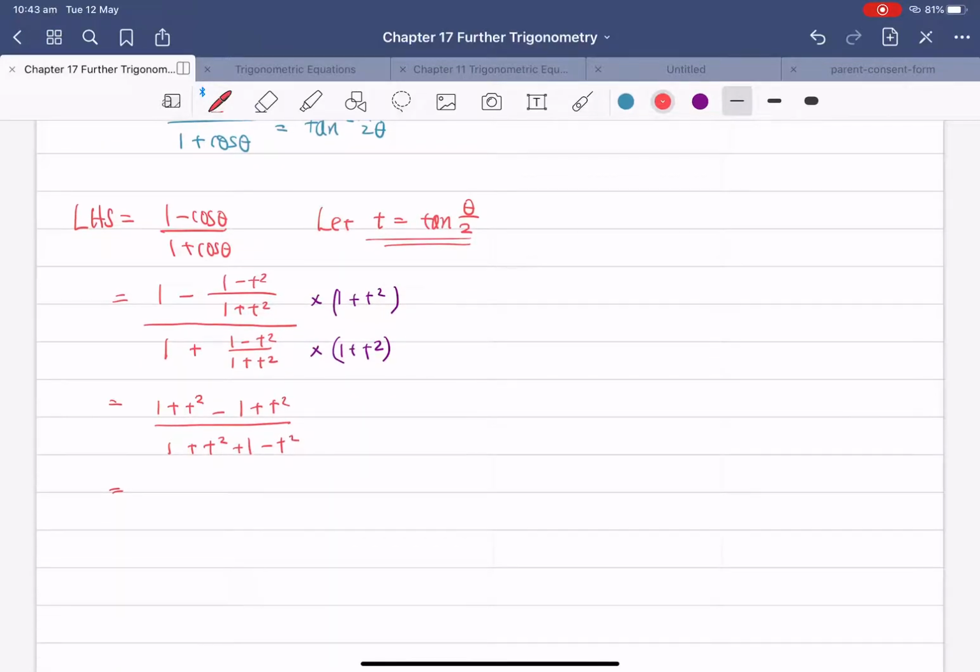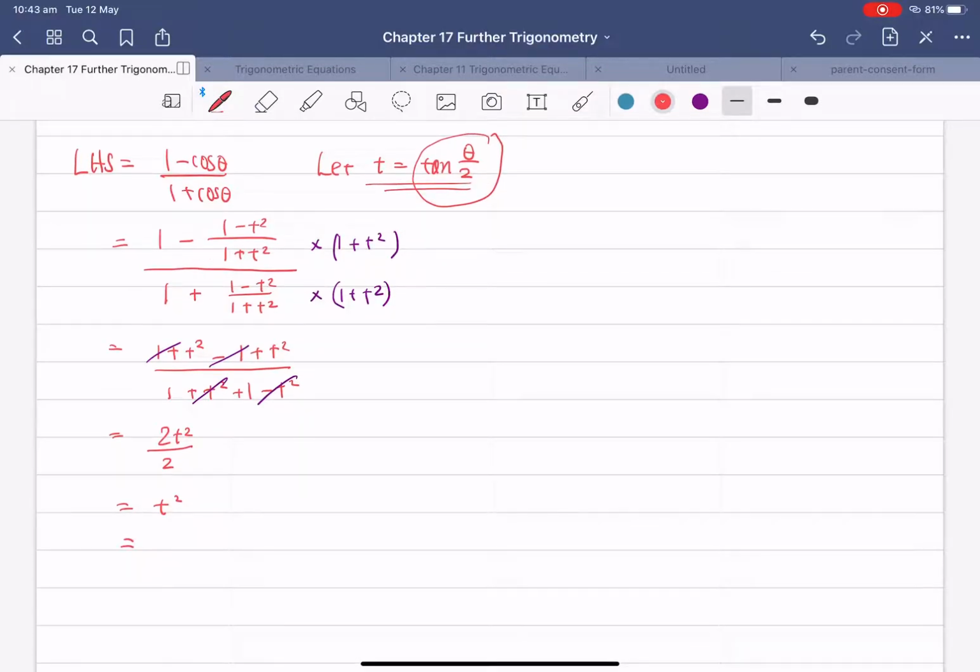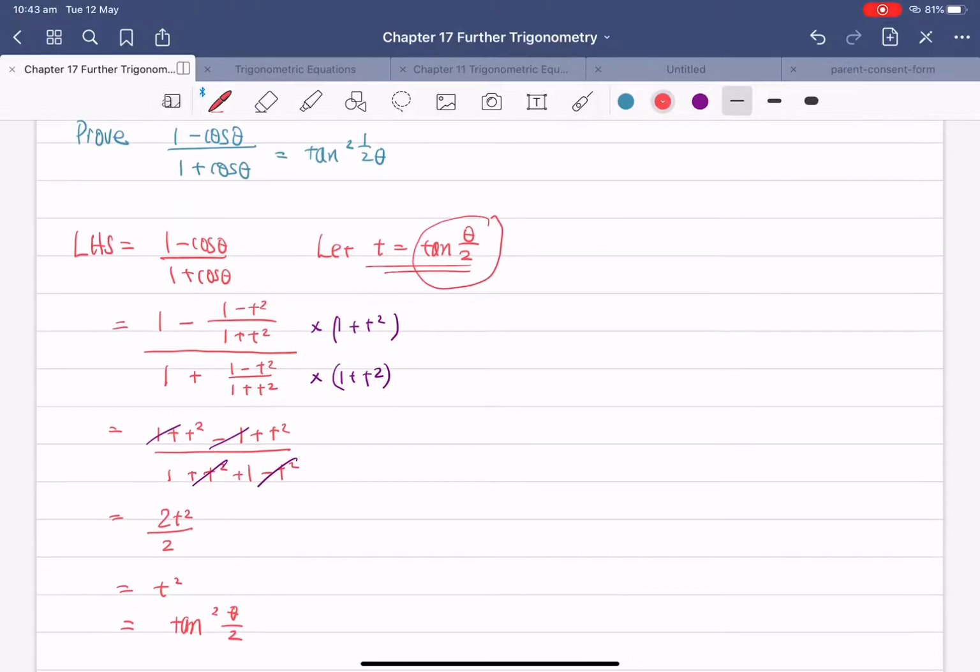So that gives you, if you simplify this, 1 and 1 cross out, t squared crosses out. So you get 2t squared over 2, which gives you t squared. Now, what is t squared? Well, we know t is equal to that expression here. So we can replace the t squared by tangent squared theta over 2, which is exactly equal to the one we need to prove, which is on the right-hand side.